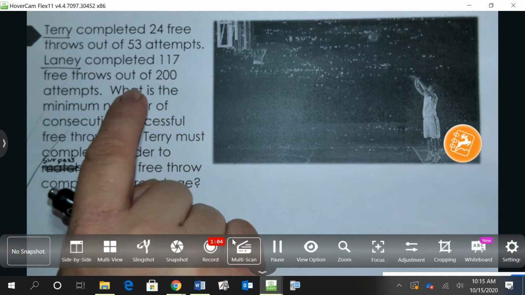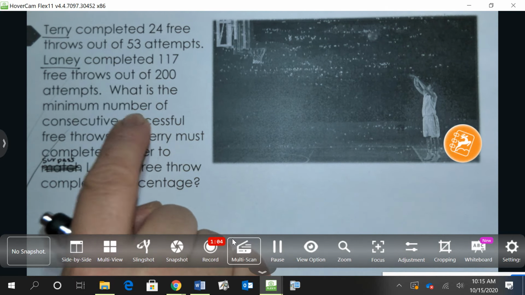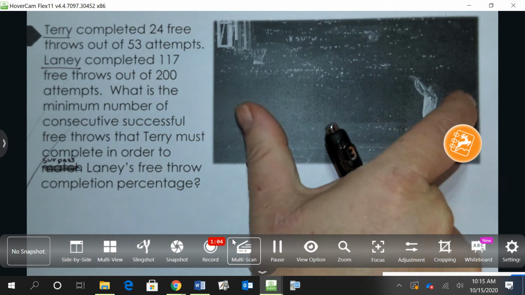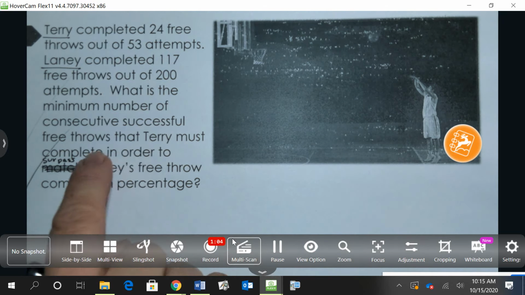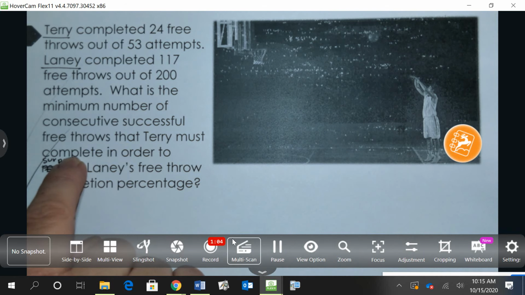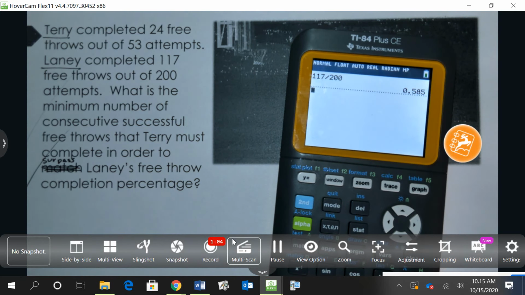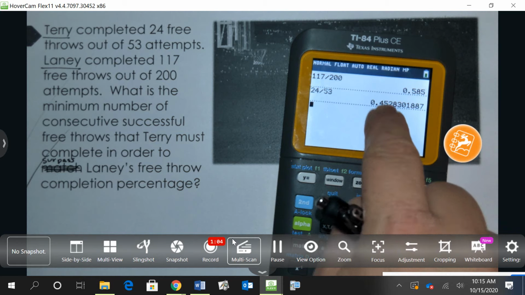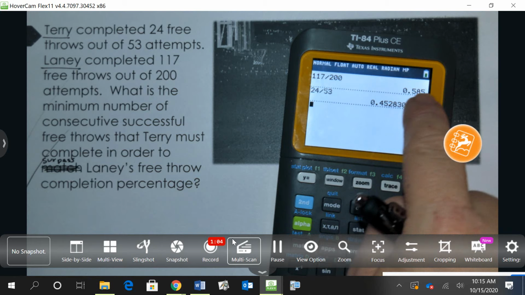Minimum is the smallest number. So what is the smallest number, the minimum number of consecutive successful, meaning you're making a shot in this particular context? What is the smallest number of consecutive made shots that Terry must complete in order to surpass Lainey's free throw percentage? Remember, Lainey is at a 58.5, while Terry is only at a 45%.